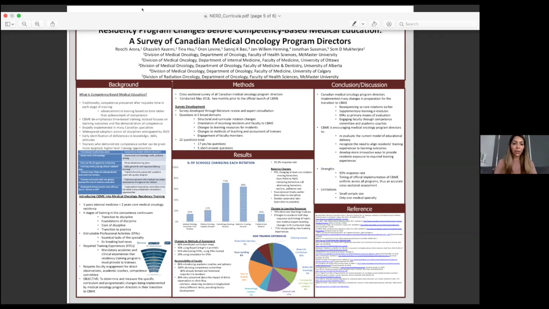There's not a lot of follow-up right now because this has only been going on for about 1.5 years. And so there's probably some downstream effects that we're not entirely certain of. For example, moving around rotations might affect call and service requirements. I think some of these earlier programs that are adopting CBME may identify some of these challenges and then be able to inform future programs that are transitioning a bit later to CBME. And so hopefully that will help other programs adopt it a little bit more seamlessly.